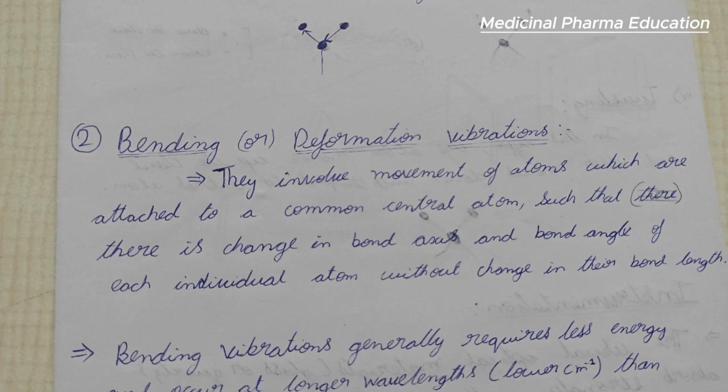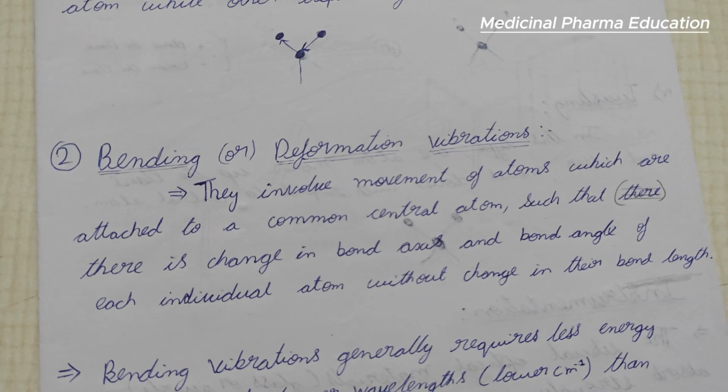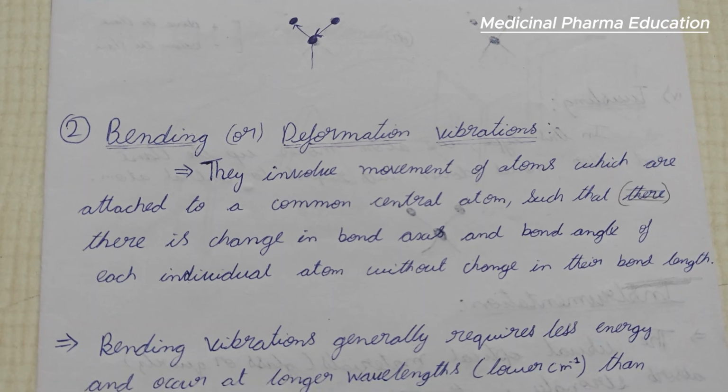See what is happening, right? In here, the bond axis and the bond angle are the same, but there is a change in bond length. Sorry, my mistake. There is a change in bond axis and bond angle, but there is no change in bond length. In the stretching vibrations, what is happening? The bond is stretched and there is no change in the bond axis and bond angle.